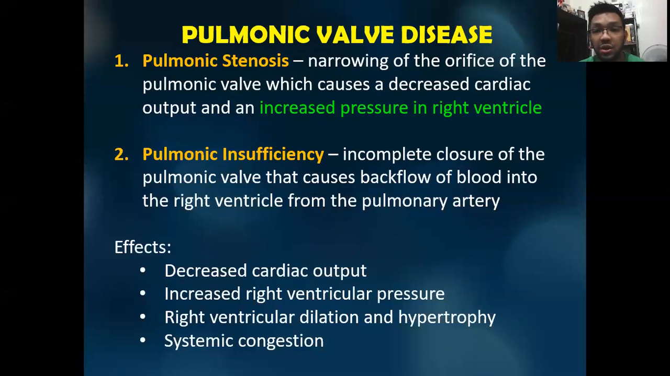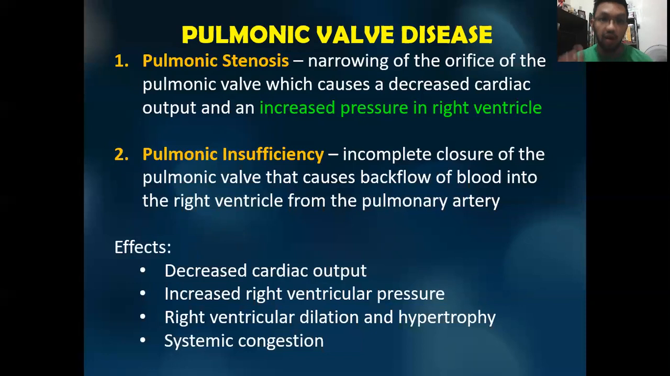Another would be pulmonary insufficiency. Similar to the other insufficiencies, there's incomplete closure of the pulmonic valve, causing backflow of blood into the right ventricle again. So instead of it going into the lungs, it goes back into the right ventricle. So effects of these two would be, again, decreased cardiac output, and the right ventricle is going to have an increased pressure. Once that happens, the right ventricle is going to dilate and hypertrophy. Once it hypertrophies, that can further lead into heart failure, right-sided heart failure.